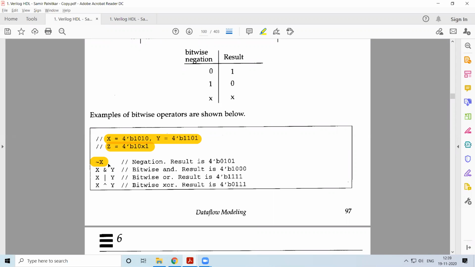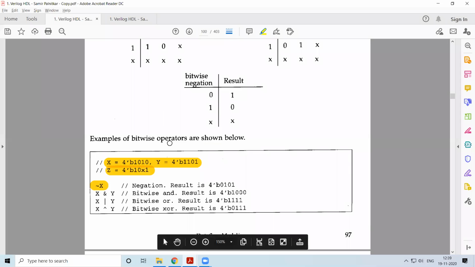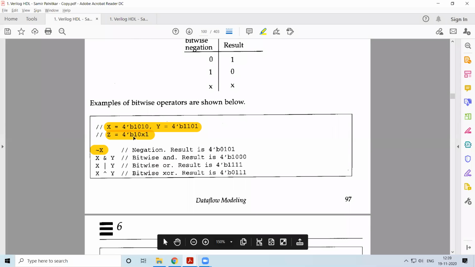Negation performs bitwise negation. Each bit is checked and negated. Here we are negating X. The first bit is 1, so the result of the first bit will be 0. It will be negated, so this is 0.